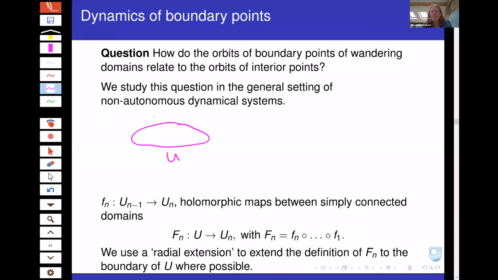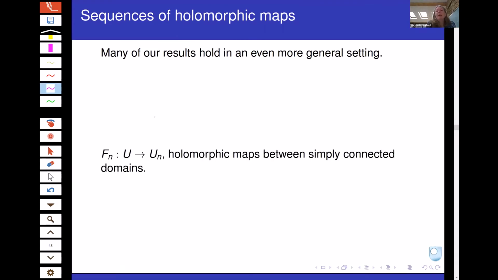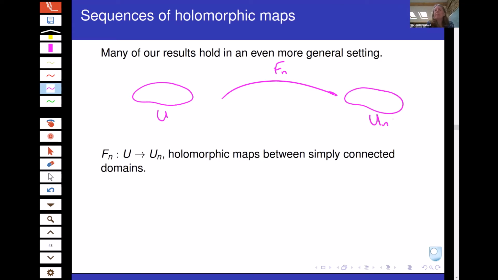Okay. So we can extend this here, and as I just said, lots of results hold in this very general setting where we just have a simply connected domain U. We miss out all the intermediate steps, and we just say we've got analytic maps Fn mapping to these domains Un. And we don't have any link between the capital Fn and capital Fn plus 1. It's just a sequence of maps.